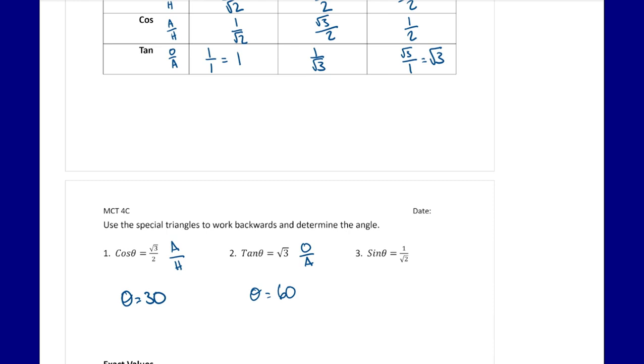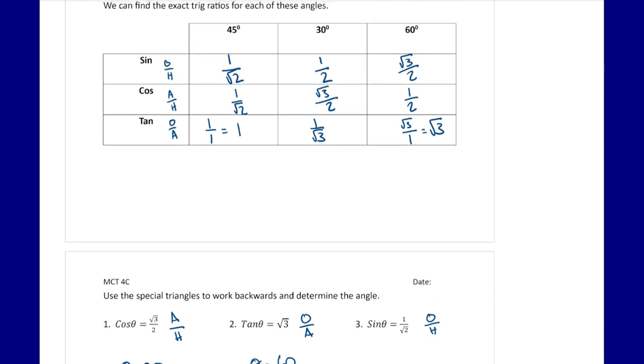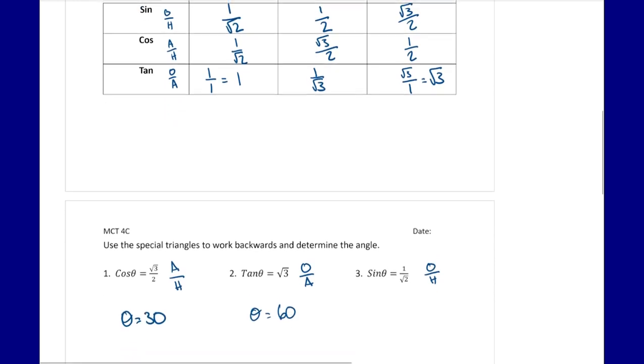Sine of an angle is 1/√2. Sine is opposite over hypotenuse. We can go back to our table, find where we see 1/√2. In this case, it's at 45 degrees. So therefore, when our ratio for sine is 1/√2, our angle is going to be 45 degrees.